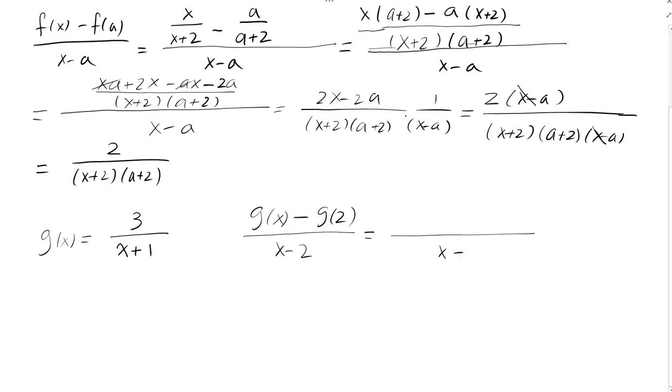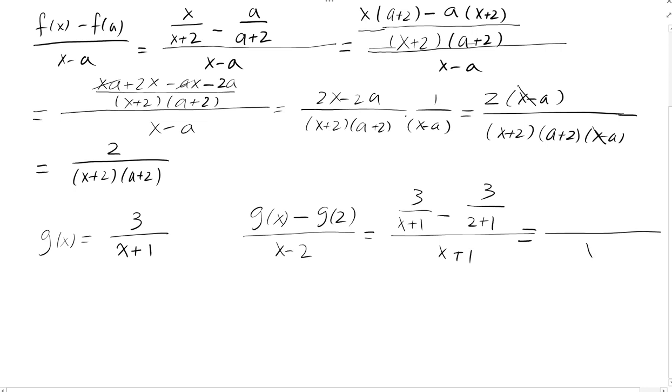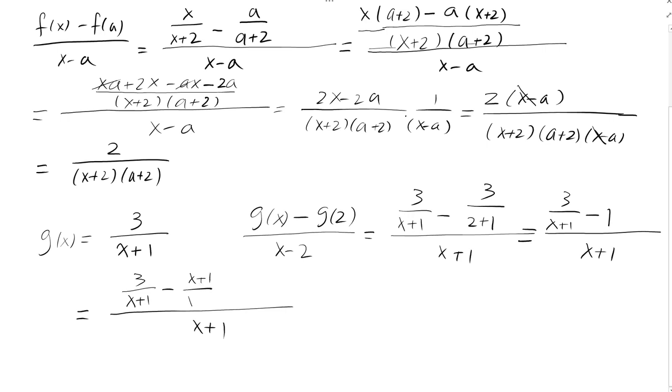We copy x minus 2 over here and then plug in the values: 3 over x plus 1 minus g of 2, so we have 3 over 2 plus 1. Okay. And because we have a number over here, we can actually simplify. This is equal to 3 over x plus 1 minus 1. We still follow the same procedure. We're going to add up the fractions in the numerator. This is 3 over x plus 1, and this one over here is going to be x plus 1 over x plus 1. That's how we have a common denominator.